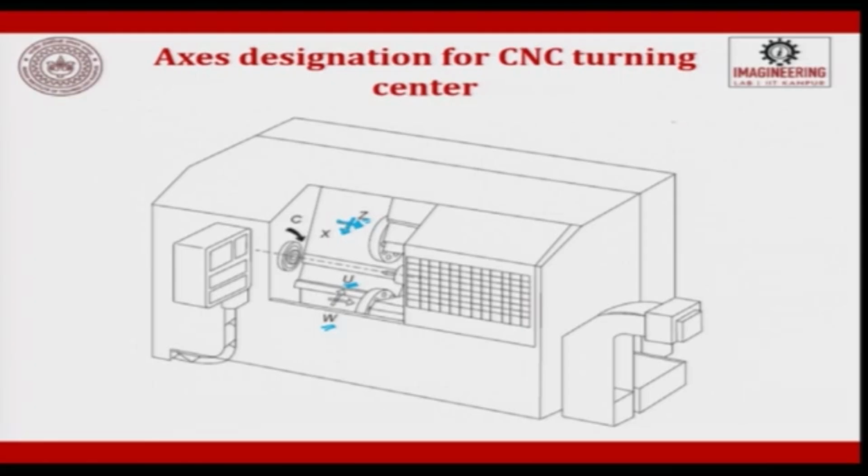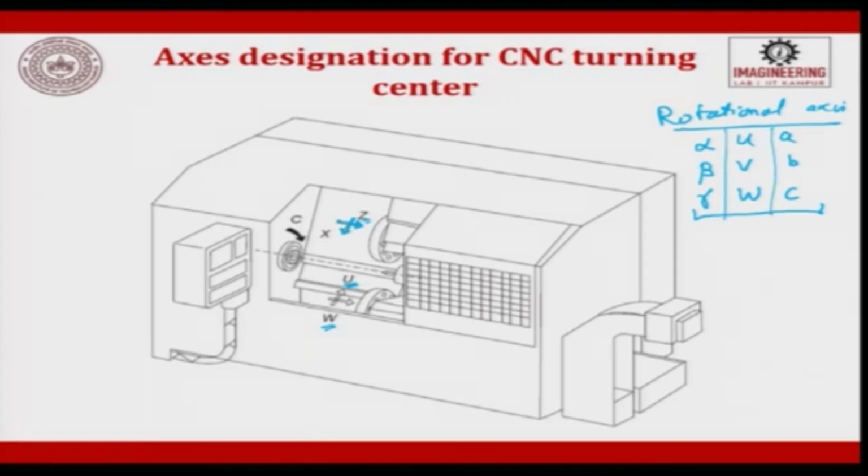So, you can see the rotational axes, depending upon the controller, you can call them alpha, beta, gamma, u, v, w, a, b, c. So, these are different types of rotational axes which are used in a CNC machine. Depending upon your controller, you have to look at the controller or the manual and then decide whether to use ABC, UVW or alpha, beta, gamma, all are the same.